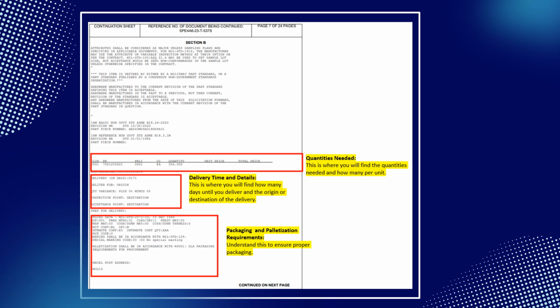Now let's talk about the quantities needed, packaging, and delivery sections of the solicitation. Each of these areas is crucial to ensuring that your proposal is realistic, compliant, and achievable. First, the quantities needed section outlines the volume of items or services required. It's important to take a close look at these numbers and ask yourself a few key questions.